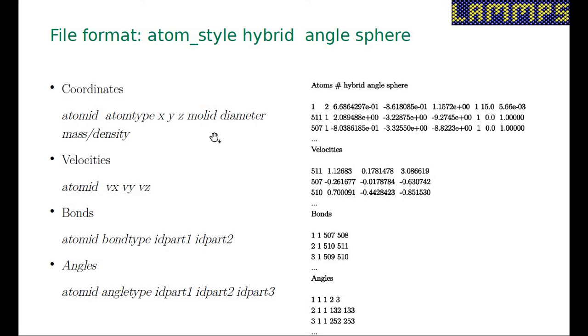The only difference in this hybrid script is how we set the coordinates. So here we first set the Cartesian coordinates of the particles, followed by this information, the molecular ID, the diameter, the mass or the density. So this is the only thing that changed.